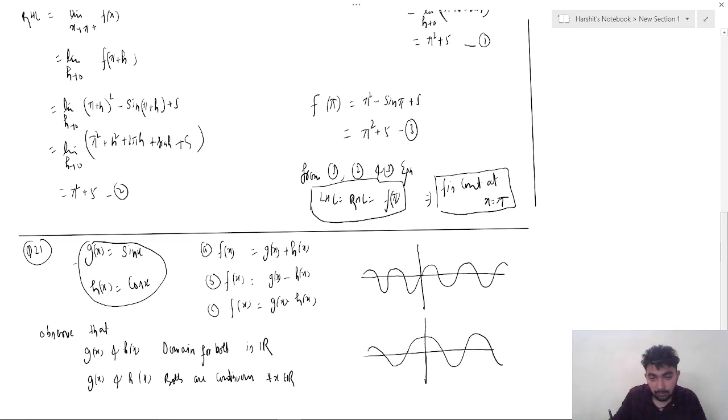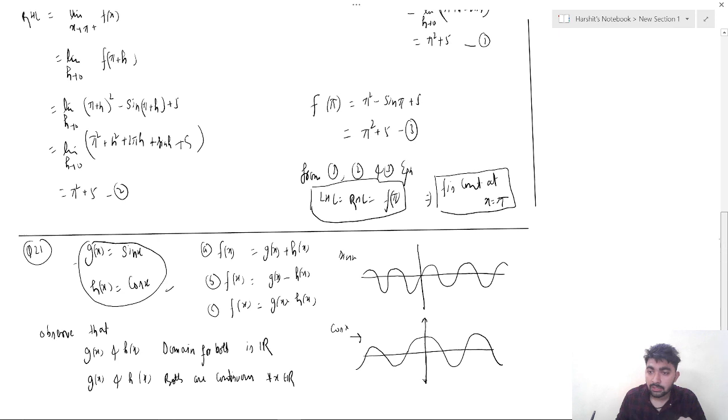Next time I will draw these graphs in a very neat and clean manner. For this time you can compensate. See here, this is your cos x graph, and this is your sin x graph. Both are continuous, so their addition is also continuous, their difference is also continuous, and their product is also continuous for all x belongs to R, by using the algebra of continuity of functions. Like that you can prove this question.